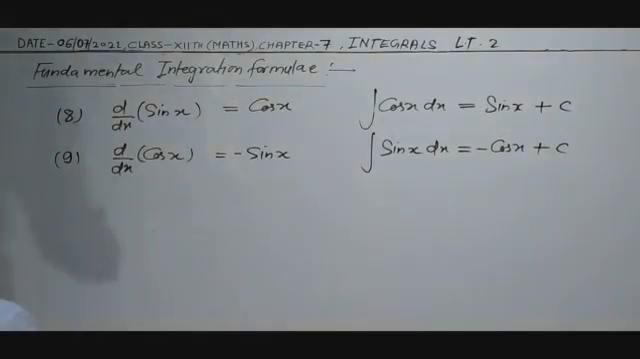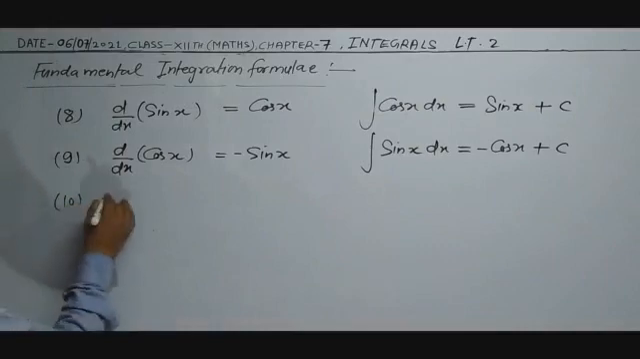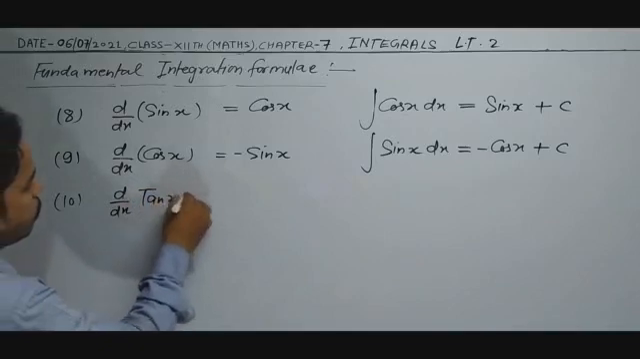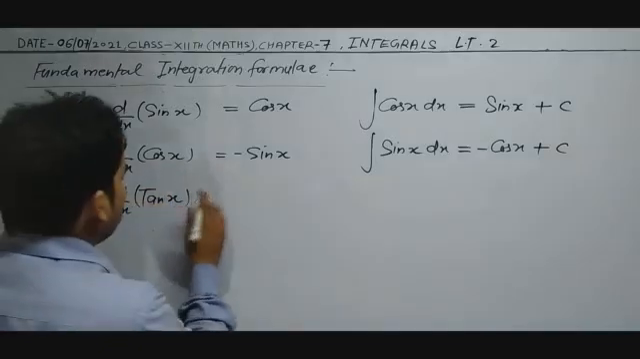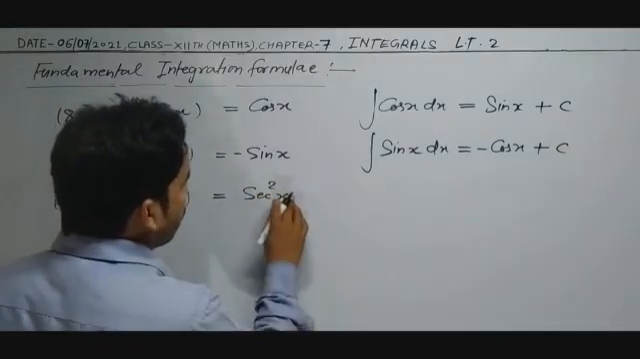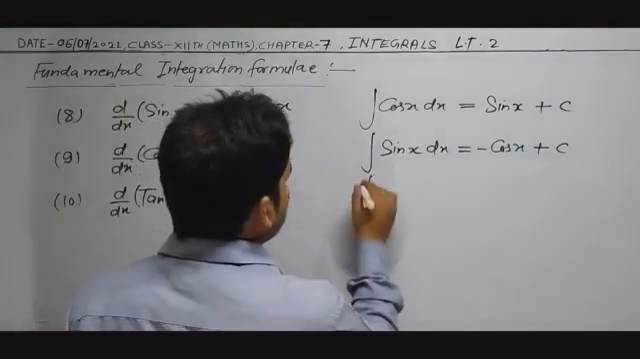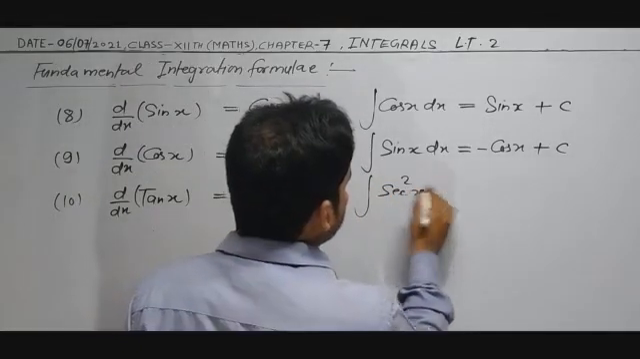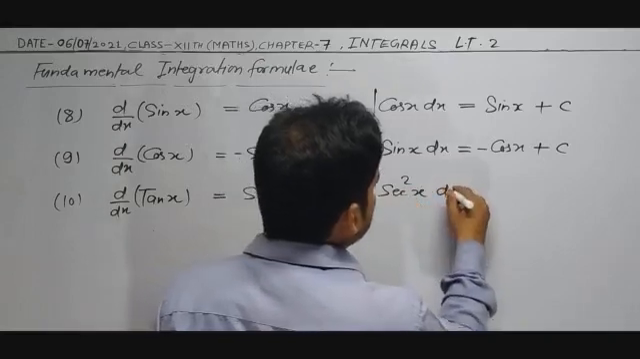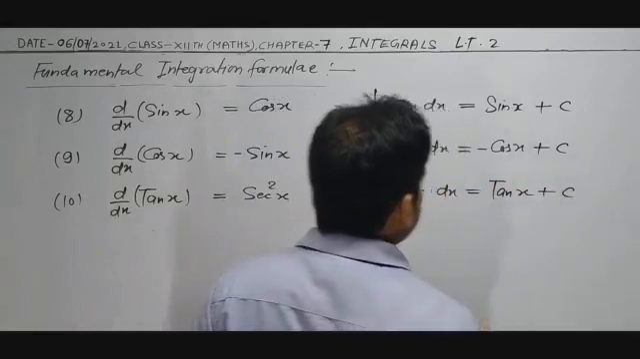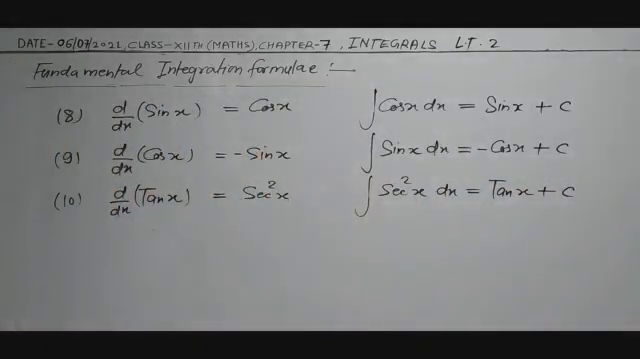Now come to formula number 10. d by dx of tan x: you know the derivative of tan x is sec square x. So its antiderivative, means integration of sec square x dx, result will be tan x plus c. So this is the 10th formula.